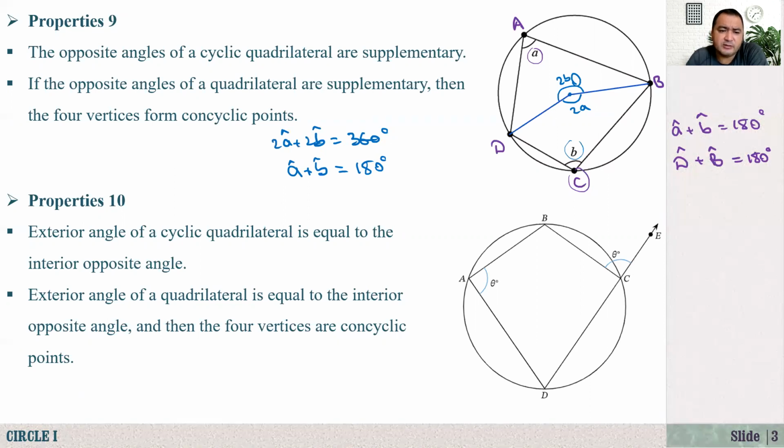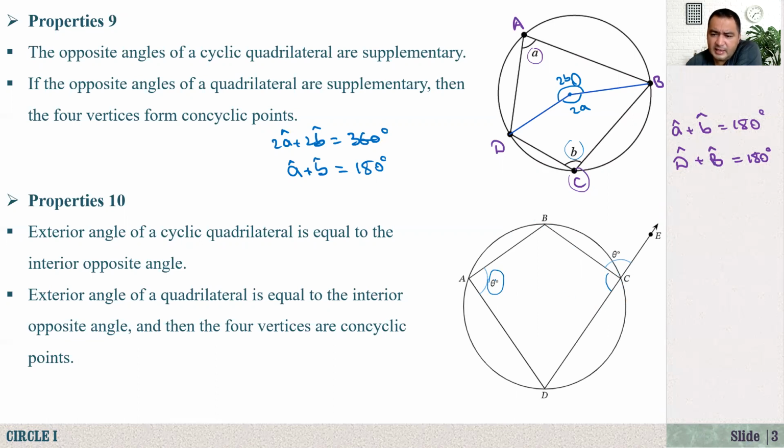It says that the exterior angle of a cyclic quadrilateral is equal to the interior opposite angle. Say in the diagram, this one is the exterior angle, and this one is the interior angle opposite of this angle, and we have theta. They are equal. Why is it so?